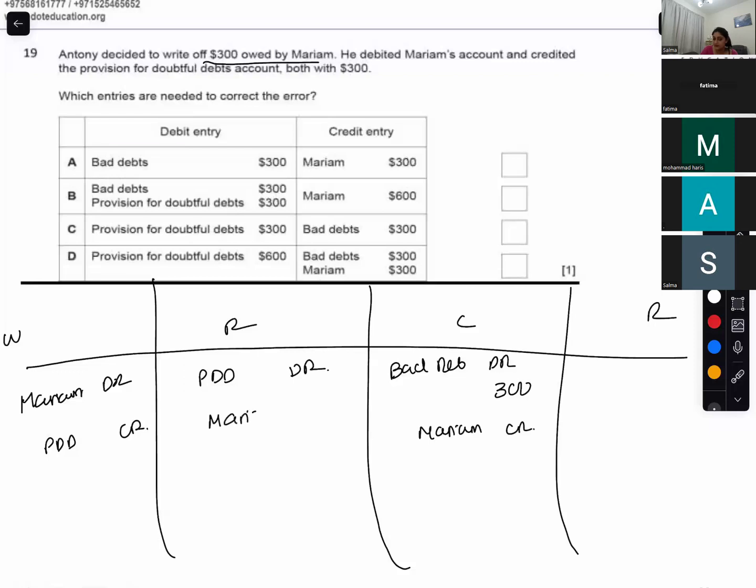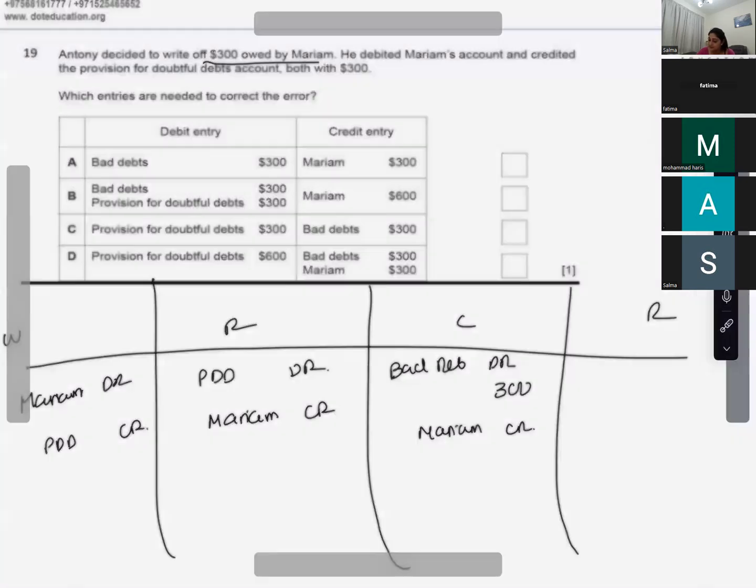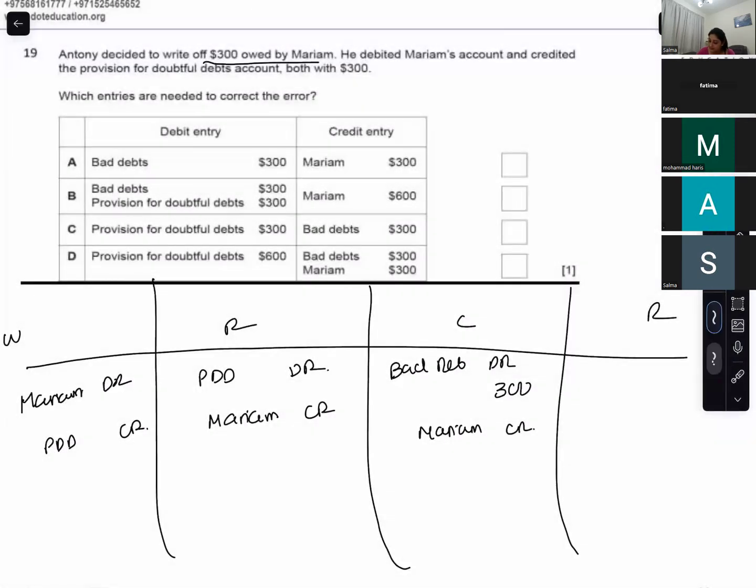Reverse. Reverse is PDD debit and Mariam credit. Rectification: it would be bad debts debit 300, PDD debit 300, and Mariam credit 600. Option B.